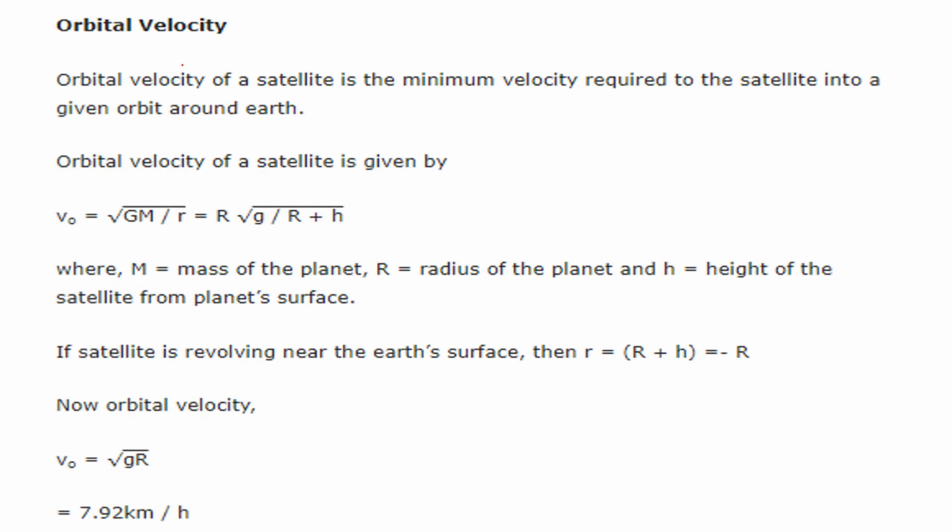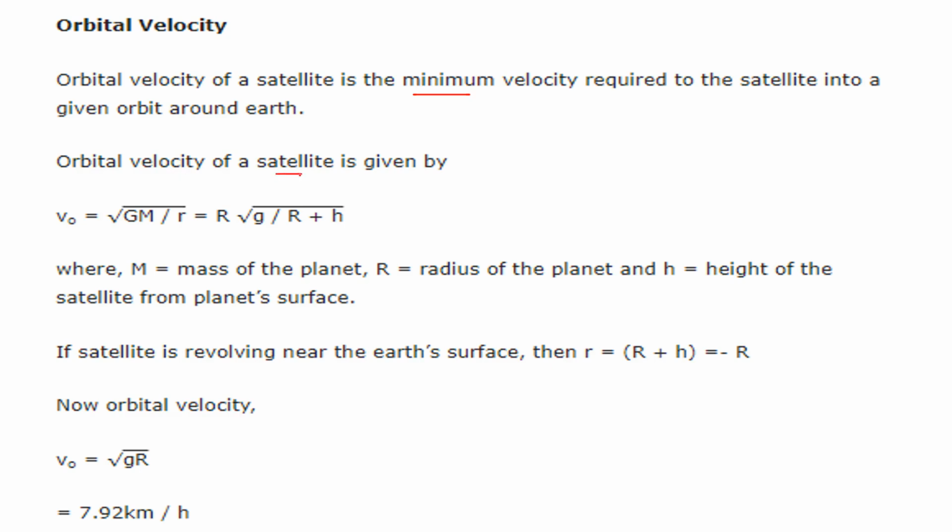Then we have orbital velocity. Orbital velocity of a satellite is that minimum velocity required to put the satellite into a given orbit around Earth. So some velocity is needed in order for the satellite to orbit around the Earth. So this is the orbital velocity.